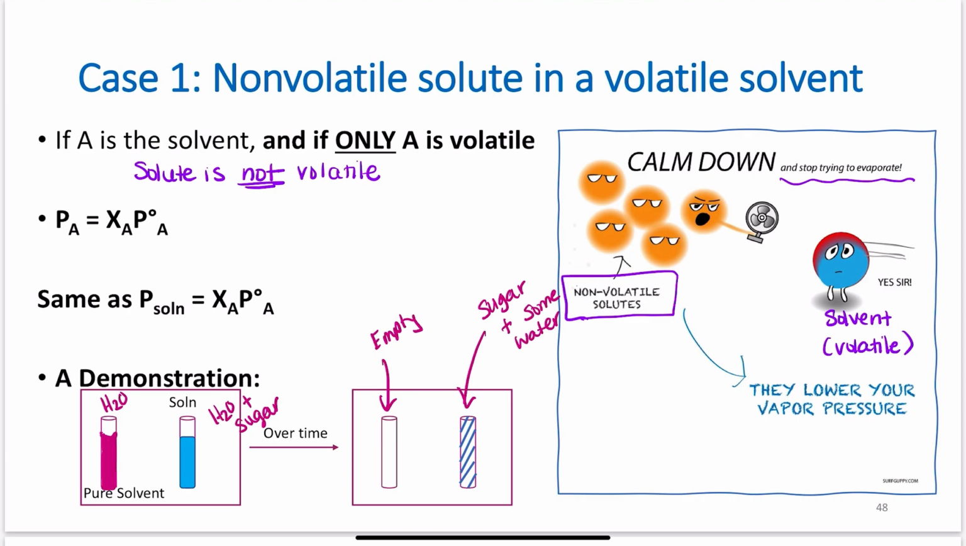In order to calculate this, we figure out, again, the actual vapor pressure of the system by taking the mole fraction of the volatile component and multiplying it by its pure or normal vapor pressure. How much would it be if it was not combined with a non-volatile solute? This is the same as saying P of the solution, pressure of the solution, is equal to X sub A times P naught sub A.